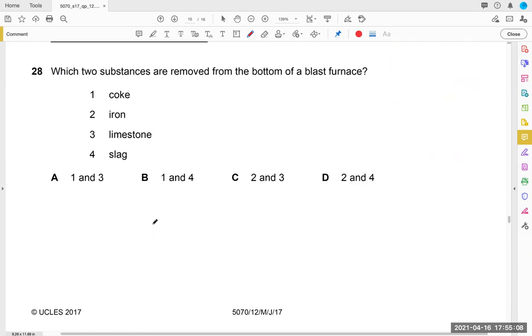Which two substances are removed from the bottom of blast furnace? Blast furnace में क्या होता है? आपके पास ऐसे करके होती है. यहाँ से हम उसमें चीजें ऐड करते हैं. यहाँ से hot air ऐड करते हैं. हमें 2 चीजें मिलती हैं. एक हमें slag मिलती है और एक हमें iron मिलता है. ठीक है, ये 2 चीजें हमें मिलती हैं. तो iron and slag are the ones, which is 2 and 4, D.